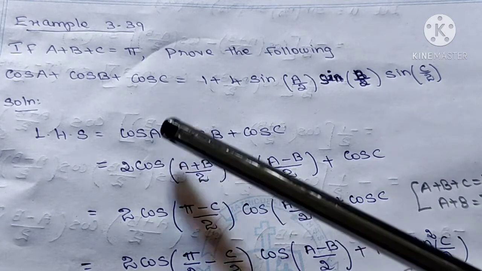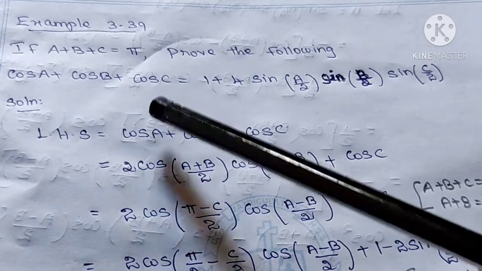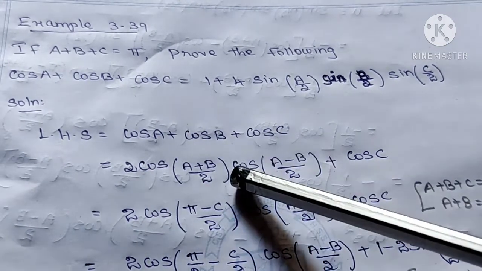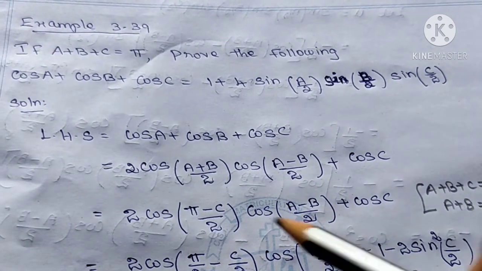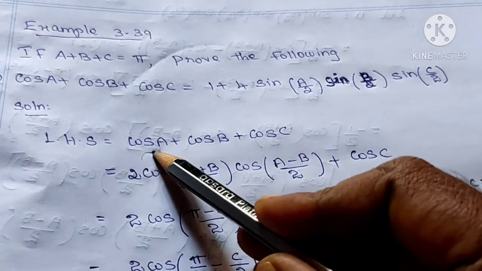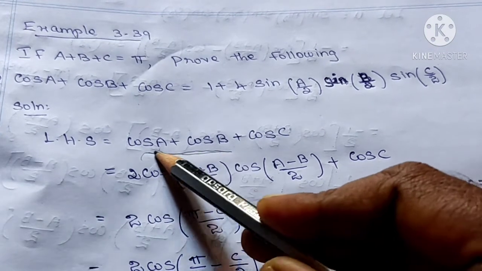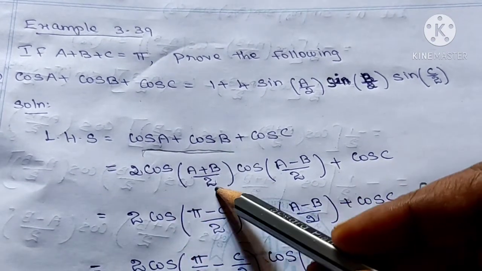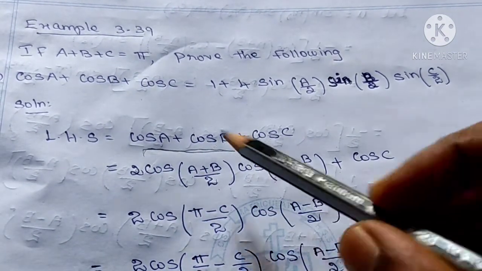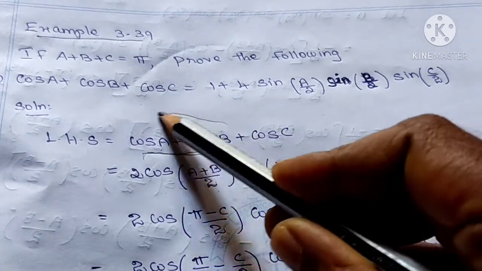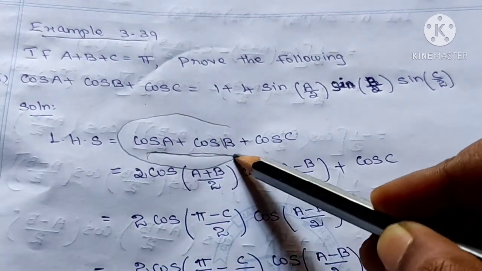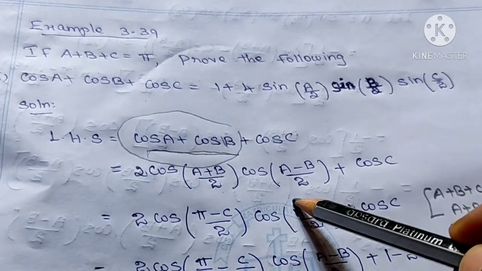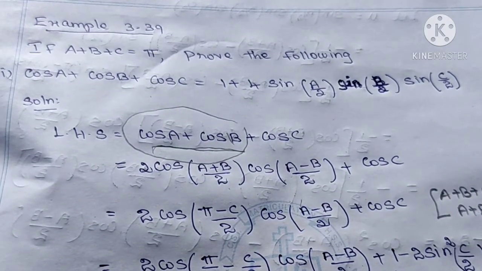Listen to the solution. I will consider the left hand side, cos a plus cos b plus cos c. First we take the cos a plus cos b term. Cos a plus cos b, what's the formula? 2 cos a plus b by 2 cos a minus b by 2. Okay, so cos a plus cos b is equal to 2 cos a plus b by 2 cos a minus b by 2, plus cos c.